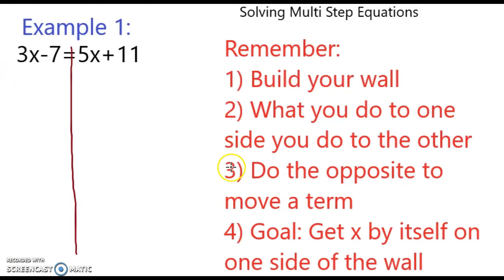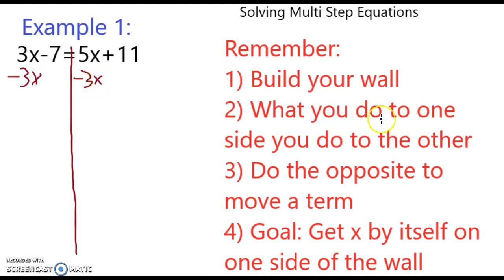And if you look at point number 3 over here, it says do the opposite to move a term. So since this is a positive 3x, I'm going to take away 3x, use a negative 3x and cancel it out. Once again, point 2, what you do to one side, you do to the other. Since I took 3x away from this side, I'm going to take 3x away from the other side. Now, I can't take 3x away from 11. Those aren't like terms, but I can take 3x away from 5x. So I'm going to place the 3x below the 5x.